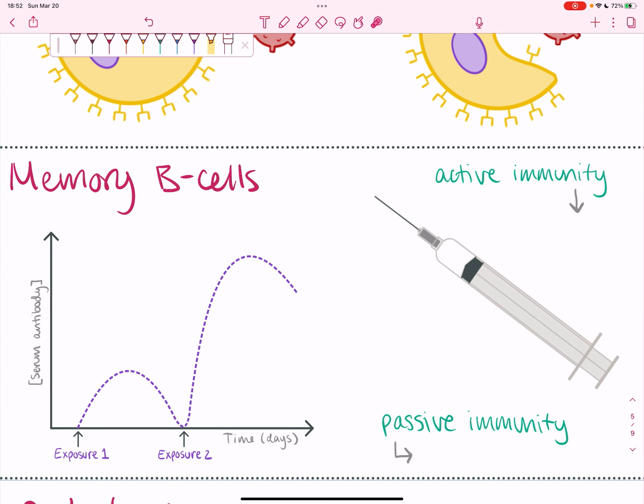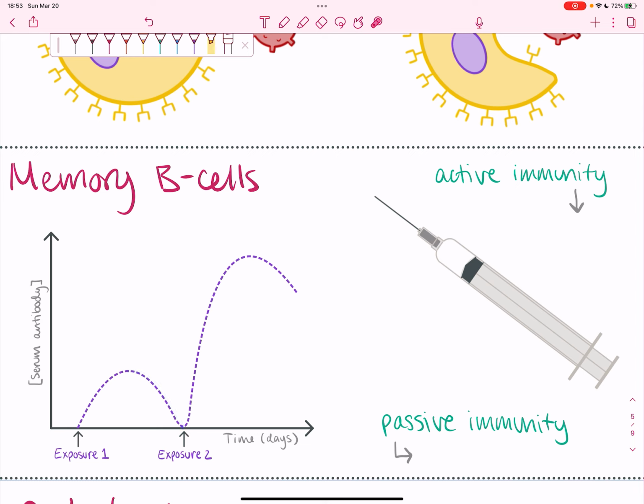So, let's say you have exposure number 1 to a virus. We'll just say COVID. Let's be grim about it here. Let's say you have COVID, not once, but twice. The first time you're exposed to COVID, you produce a certain amount of antibodies to help fight the infection, and then antibodies go down as the infection resolves.